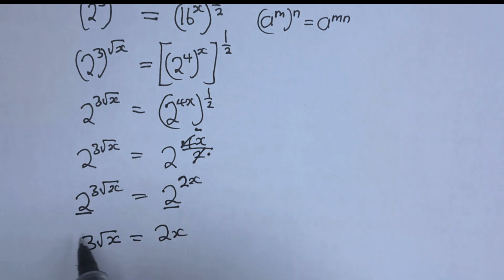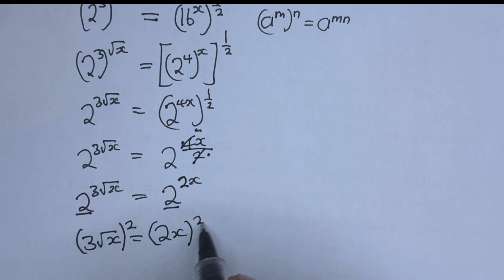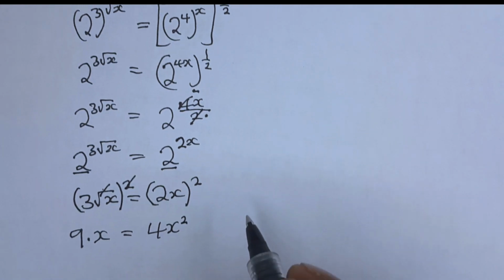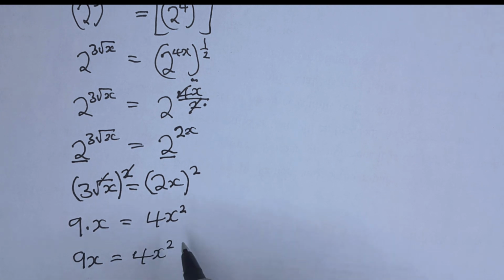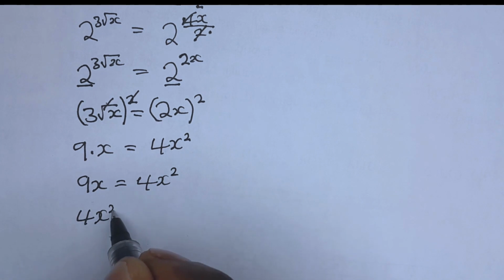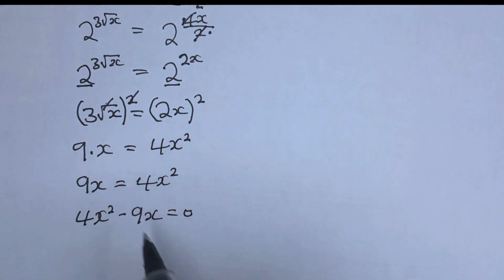From this step we can square both sides. These 2 get cancelled with this square root, and these 2 affect this 3, which is 9 multiplied by x, which is equal to 4x squared, right? 9 times x, we have 9x, which is equal to 4x squared. 4x squared minus 9x, which is equal to 0, when this 9 crosses the equality sign.